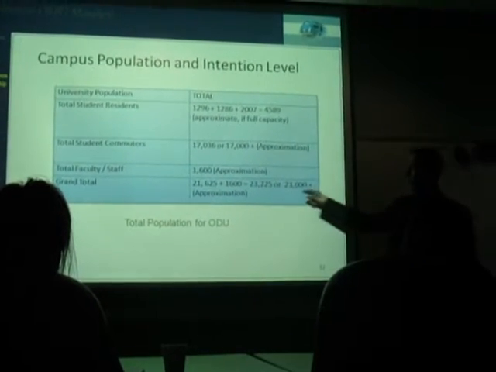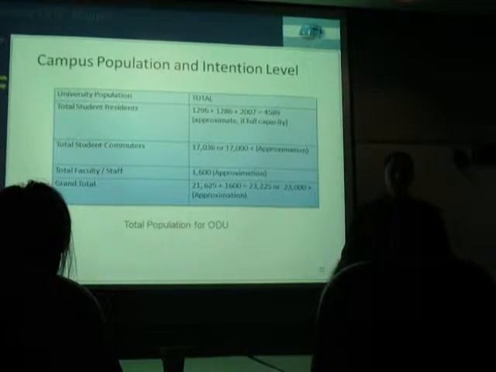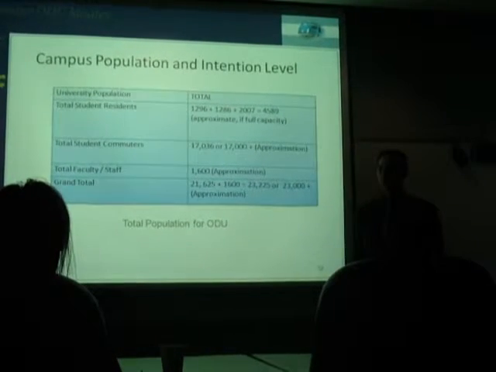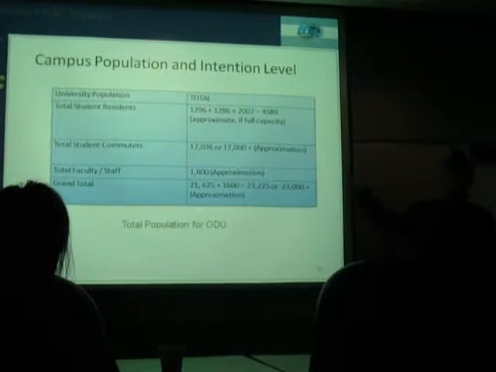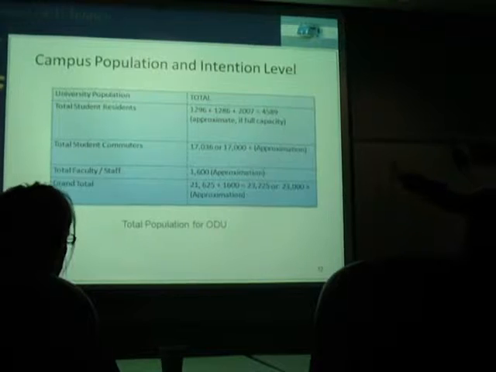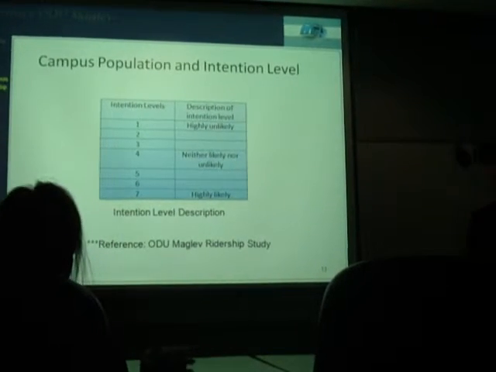And this chart shows you that there are approximately 23,000 personnel in ODU composed of the different students, faculty, and staff. Now this value changes. So those values are approximations.